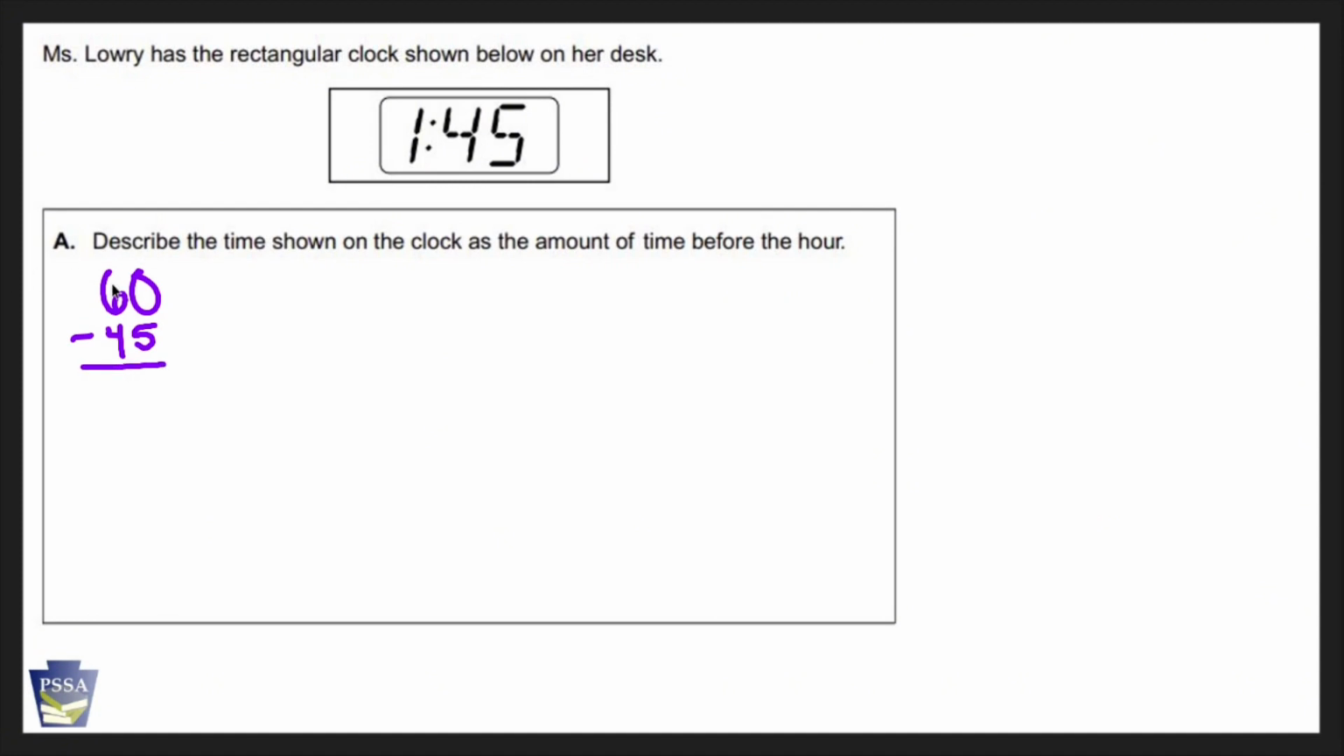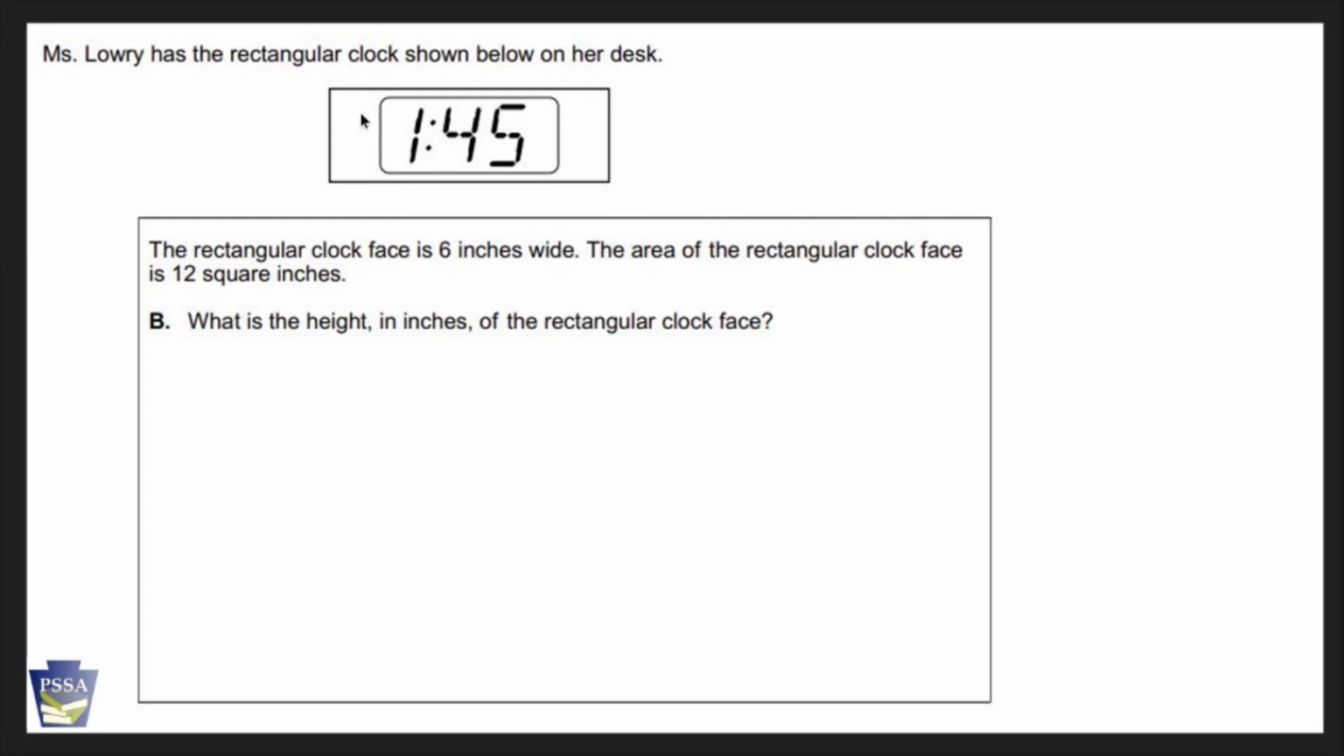So you do regular subtraction, okay? Borrow the 1 from the 6, make you a 5. 10 minus 5 is 5. 5 minus 4 is 1. So this is going to be 15 minutes before. Now what comes after 1 o'clock? 2 o'clock. So 15 minutes before 2 is going to be the amount of time before the next hour. Okay, part A, complete.